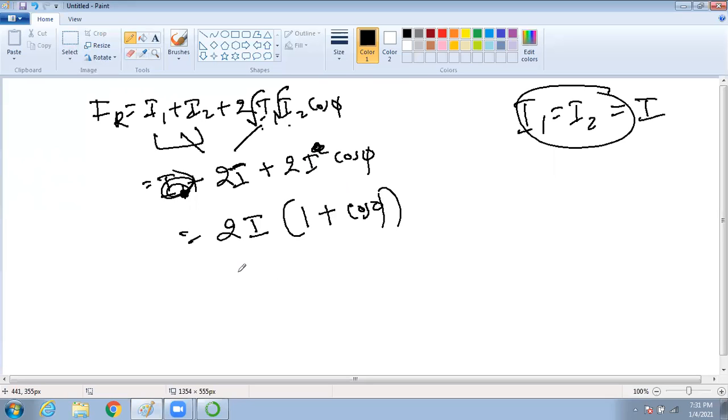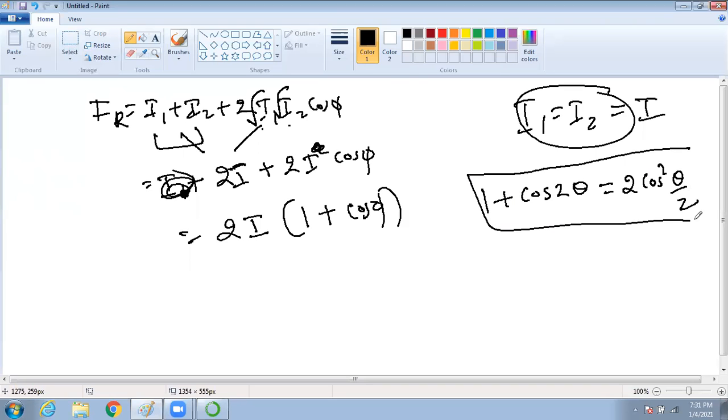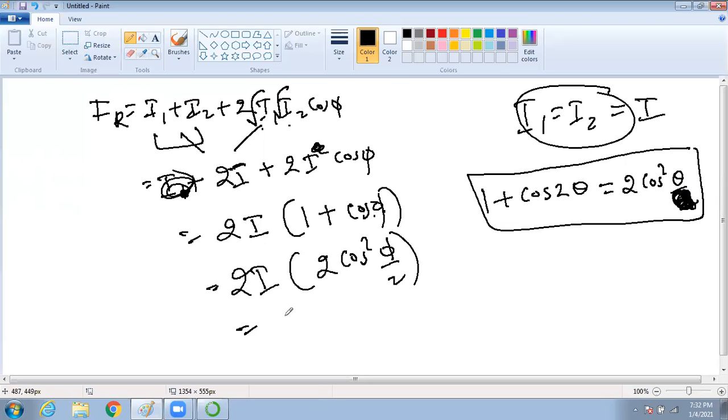There is a formula: 1 plus cos 2 theta equals 2 cos square theta. So here, what is theta? Here the angle is phi, so theta is phi by 2. So the formula becomes 2I into 2 cos square phi by 2. So this will become 4I cos square phi by 2, the final formula.